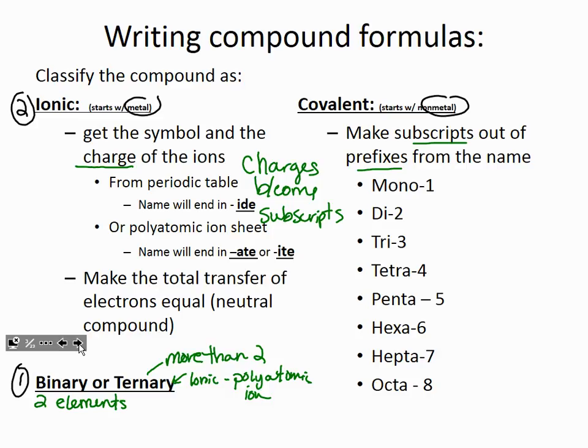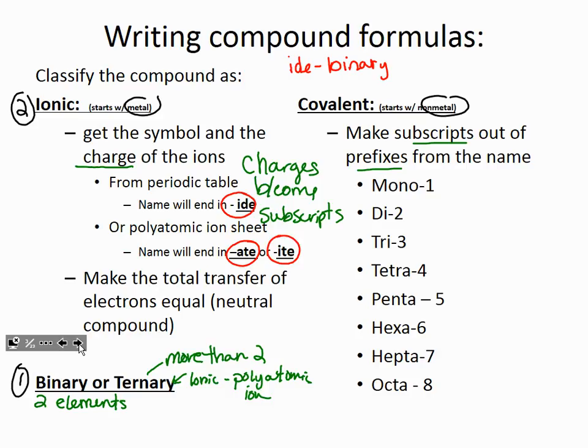Okay, so when we're looking at a name, the way we can classify binary compounds, all binary compounds are going to end in the suffix "-ide". If it ends in "-ide", it is binary. If it ends in ate or ite, then it's going to be ternary.